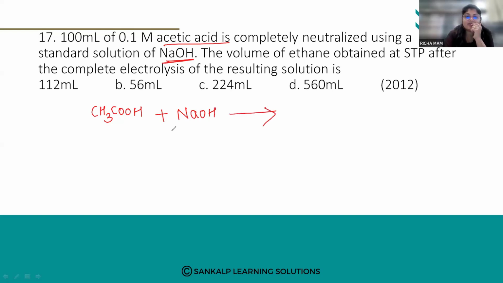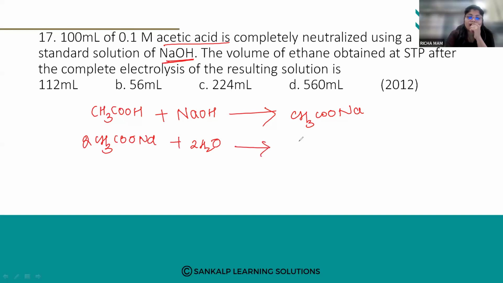After reacting with sodium hydroxide, we are going to get the sodium salt of acetate. Now this sodium acetate reacts with the water molecules in the solution. Just see how the reaction takes place. It gives you ethane plus carbon dioxide plus 2NaOH plus H2. So like this the reaction goes.